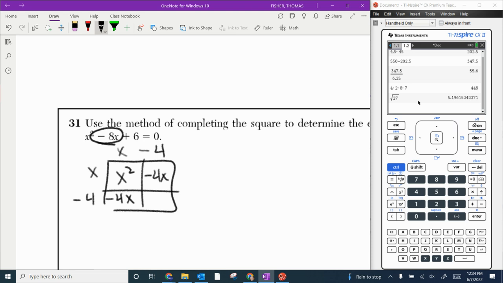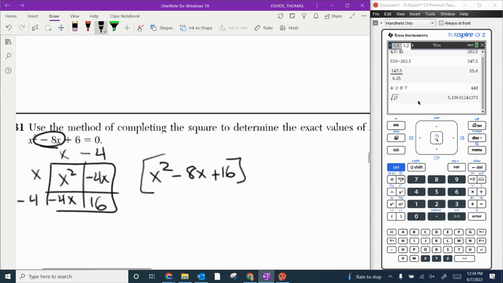So 16 completes the square. So we need 16 added in. So x squared minus 8x, we want a 16 added in. And that part is our square, so I put the square brackets around it. But in order to add in 16, you have to also take care of it by subtracting 16. And don't forget there's still a plus 6 on there from the original equation.